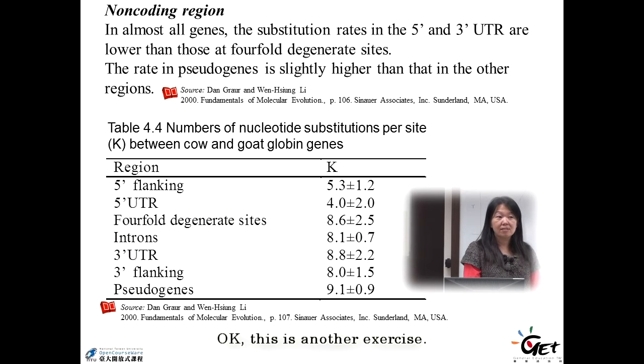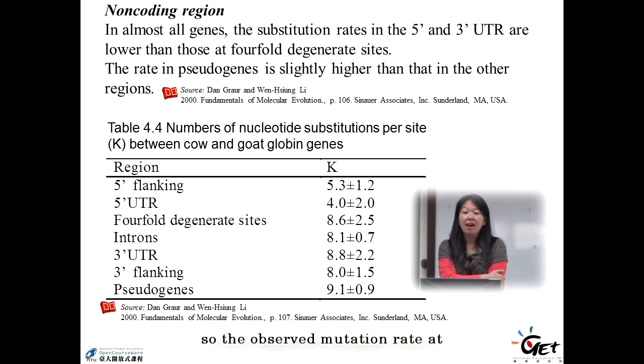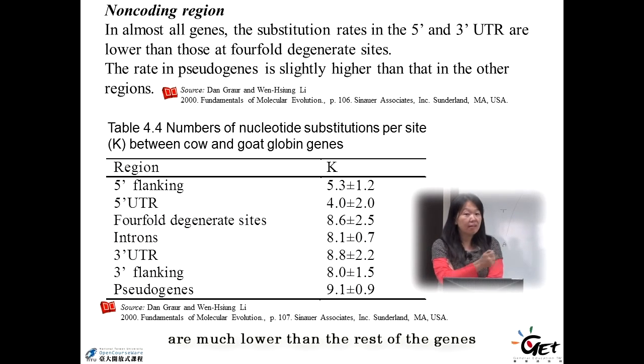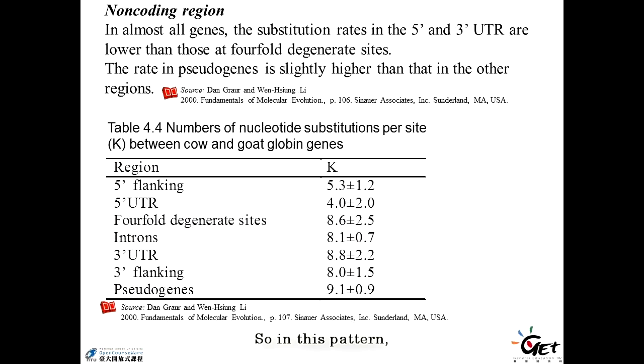Okay, this is another exercise. When you see differences, we ask why they are different. When you do not observe differences, then we ask why they are the same. So the observed mutation rate at the 5' flanking and 5' UTR are much lower than the rest of the gene because of the functional constraint, right? In this pattern, you can think of the possible reasons. But as I said in the first page of this chapter, I already told you, right? Mutation rate, fixation rate, and why they're different.